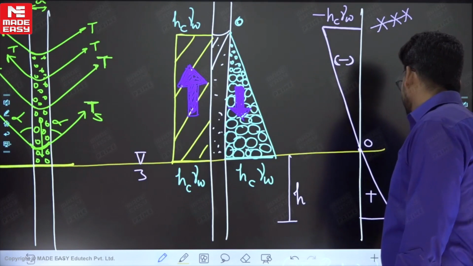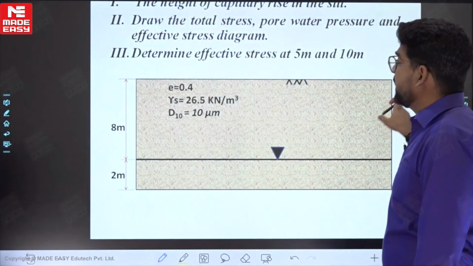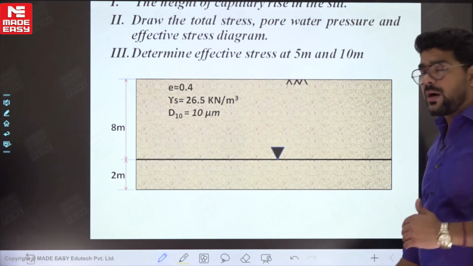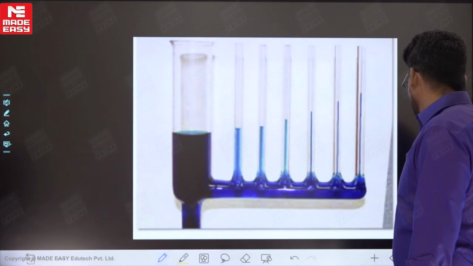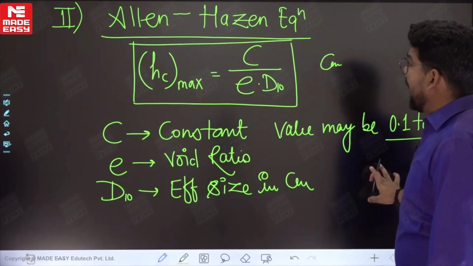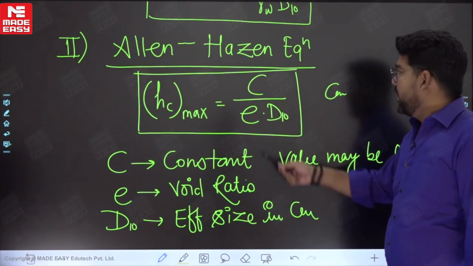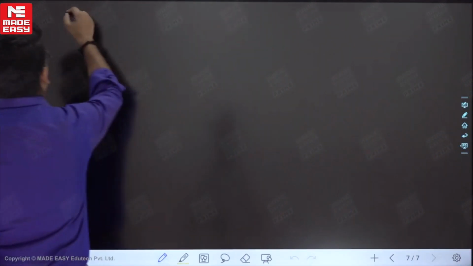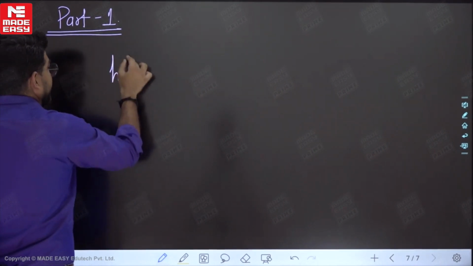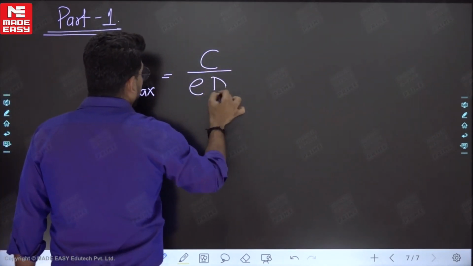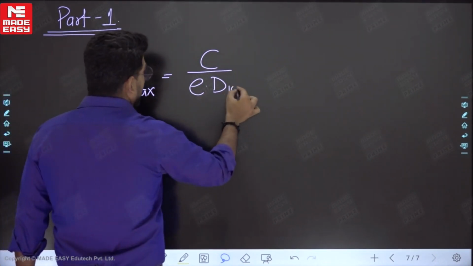Now I am coming back to the problem. In the problem, the question is saying e is 0.4, gamma is 26.5, D10 is 10 micrometer, and after that it is determining the total stress, pore water pressure, effective stress and all. Point is to be noted that when we are solving this particular problem, this formula will be used, because you can see C is given, e is given, D10 is given. So in the first part, the question is asking the height of capillary rise, SC max. SC max will be determined as C by e D10, because according to given data this formula is applicable.